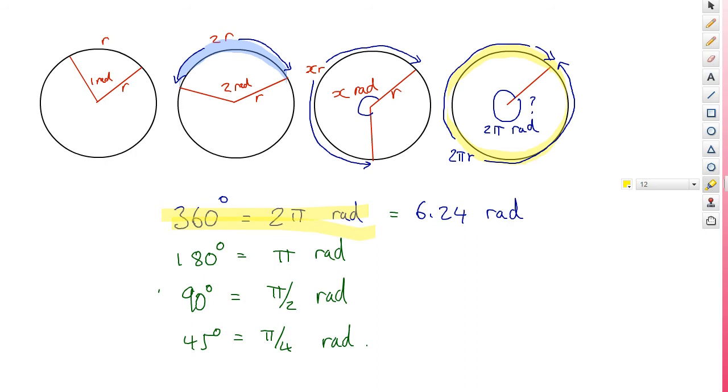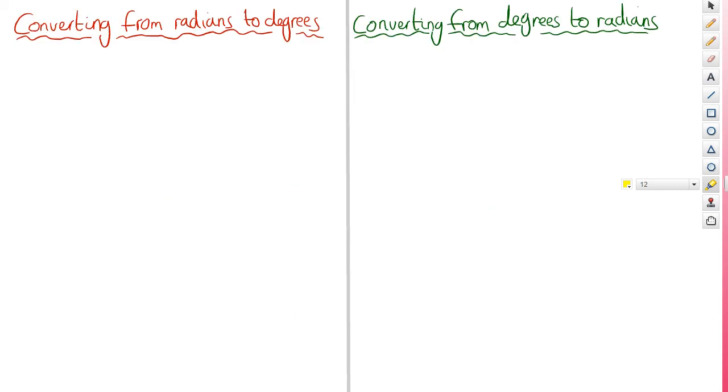We'll start off by just remembering that 360 degrees is 2 pi radians. So let's see how to convert from radians to degrees first of all. And we'll start off again by just writing that fact down. So we know that 2 pi radians is 360 degrees. Well, we can pretty quickly find out what 1 radian would be, because 1 radian would be 360 degrees divided by 2 pi. So it would be 360 over 2 pi degrees.